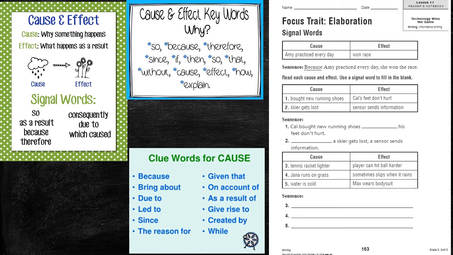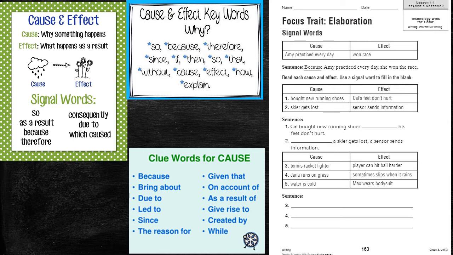You can see the words: so, as a result, because, therefore, consequently, due to, which caused. All these words lead to an explanation or an elaboration, an effect. So the moment you're reading and you come across these words, you should know that there is going to be some very important information that's going to be shared. Let's start by solving page 163.